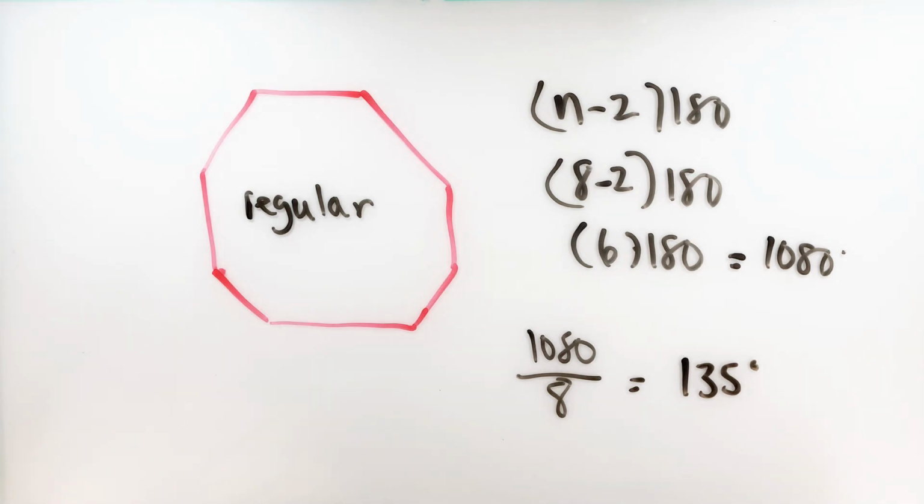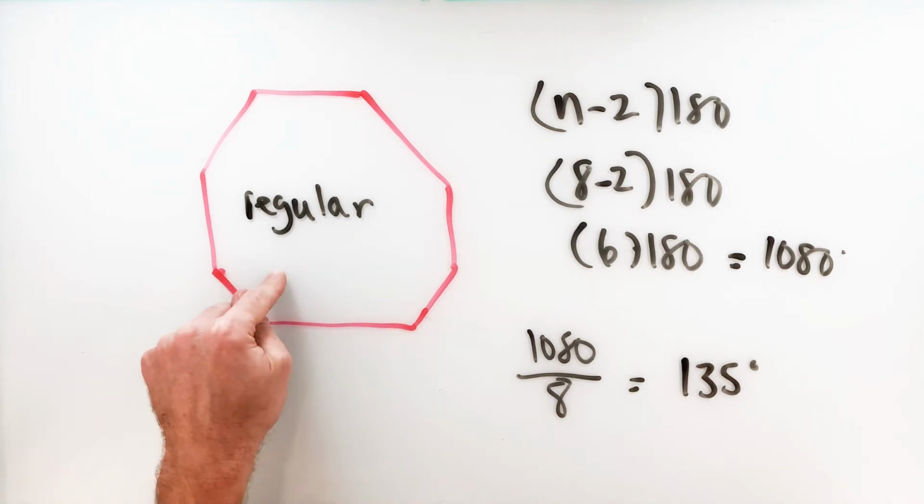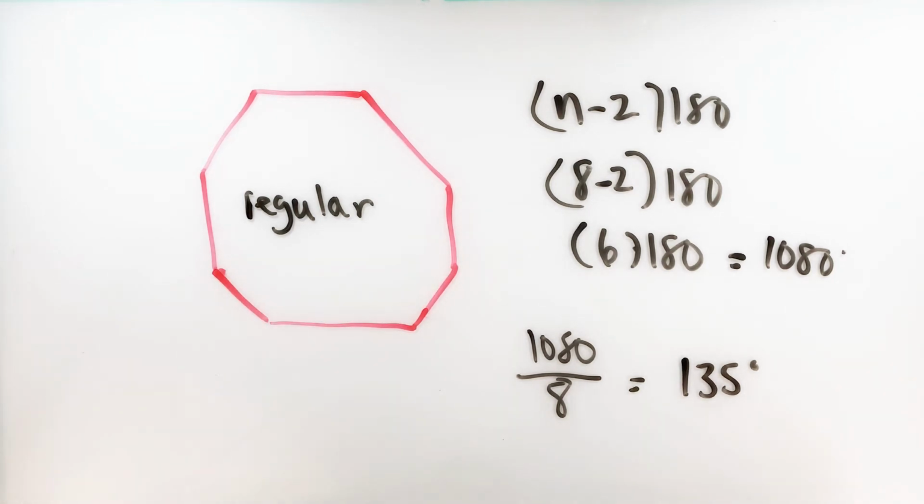Okay, and again, easy as that for any number of sides. Use your formula, divide by the number of sides. That'll get you the measure of each individual angle. Just don't forget, that only works for regular polygons, only if all the angles and sides are the same.